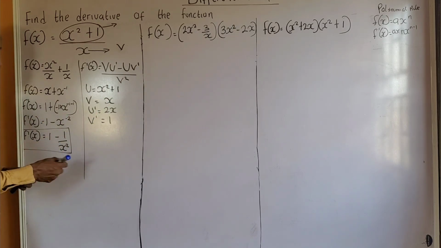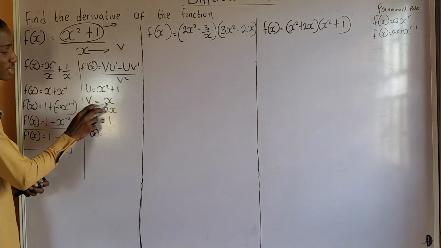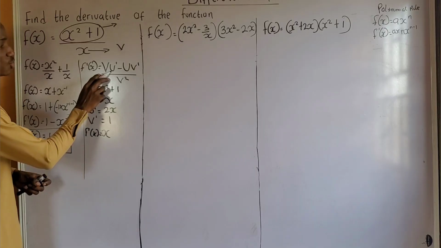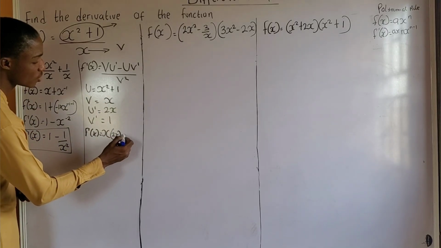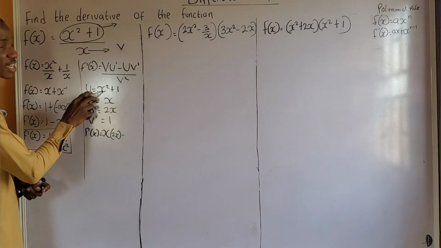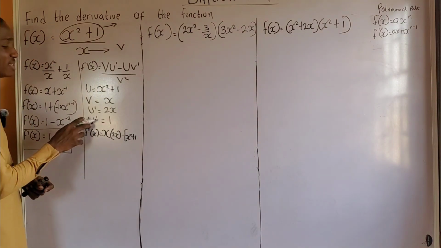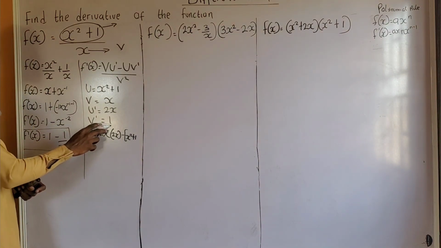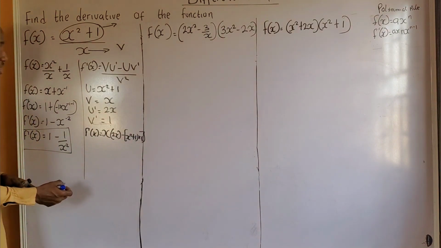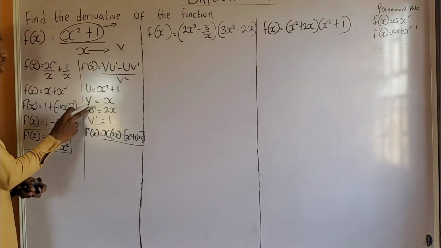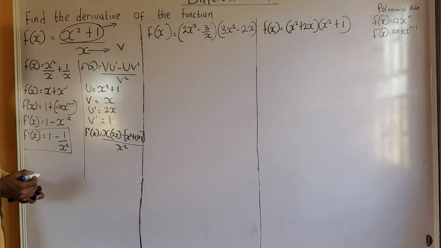And then simplify. So the derivative of f of x is equal to v. V is what? x. I'm going to have x multiplied by the derivative of u. Derivative of u is what? 2x. So I'm going to have x multiplied by 2x minus u. U is what? U is x squared plus 1. So I'm going to have minus x squared plus 1 multiplied by the derivative of v. Derivative of v is 1. So I'm going to have times 1, okay, all over v squared. V is x, so the square of x will be x squared. Do you understand?